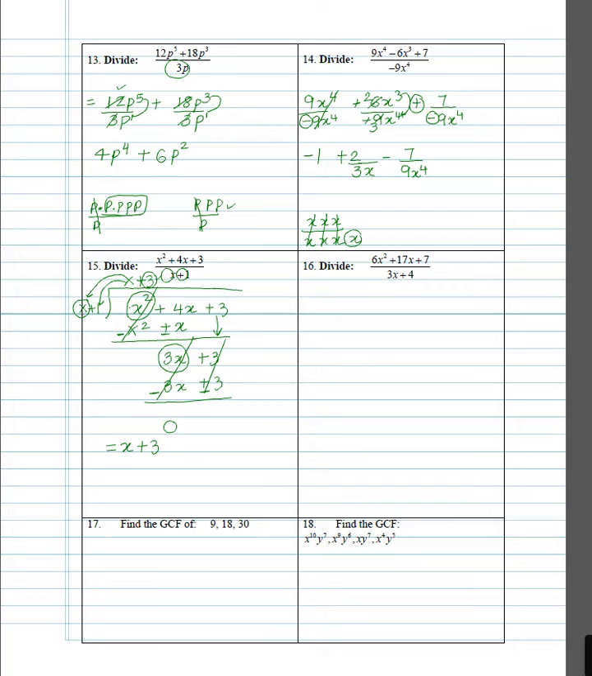Moving on to the next division problem. 6x squared plus 17x plus 7, divided by 3x plus 4. So first I'm going to circle my first term, 3x. 3x goes into 6x squared how many times?